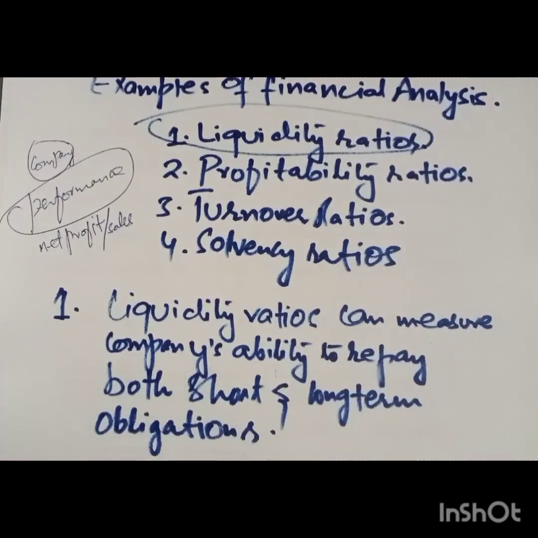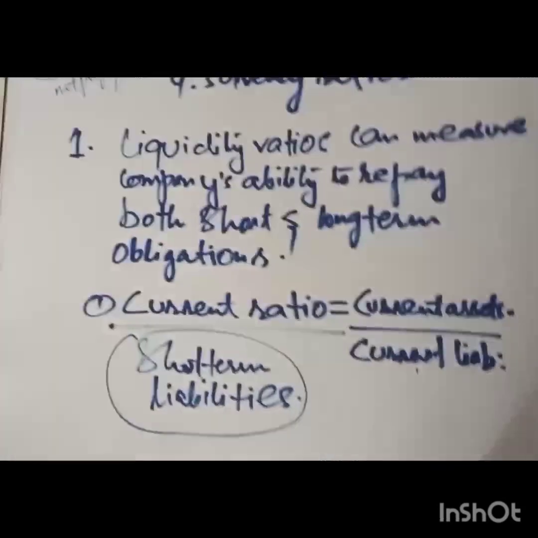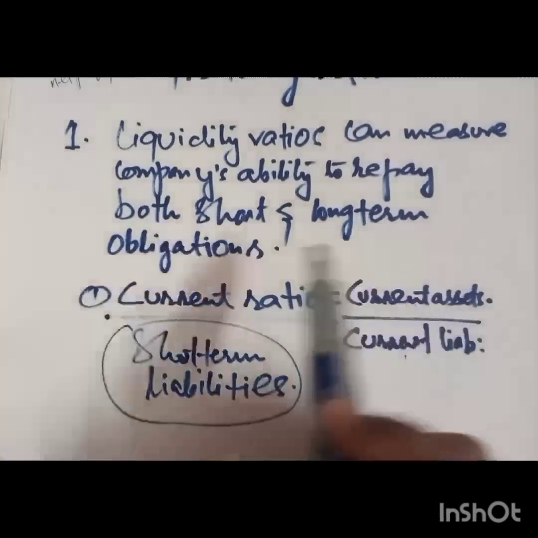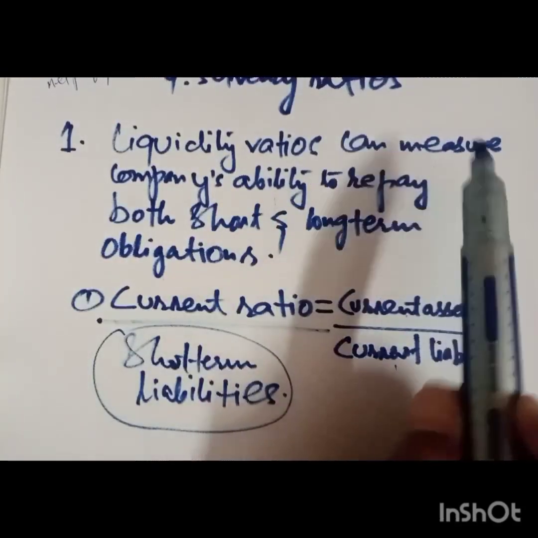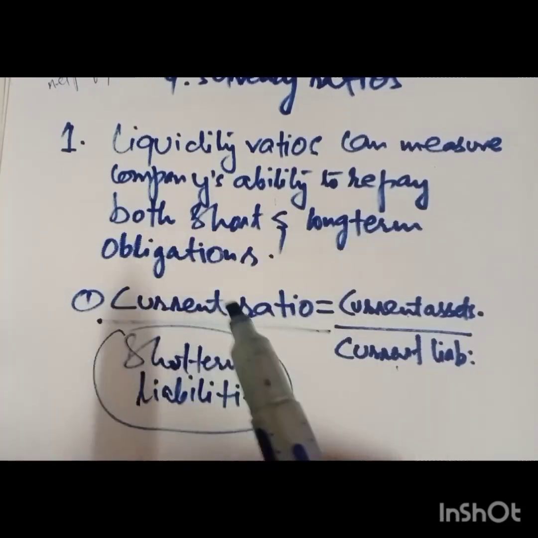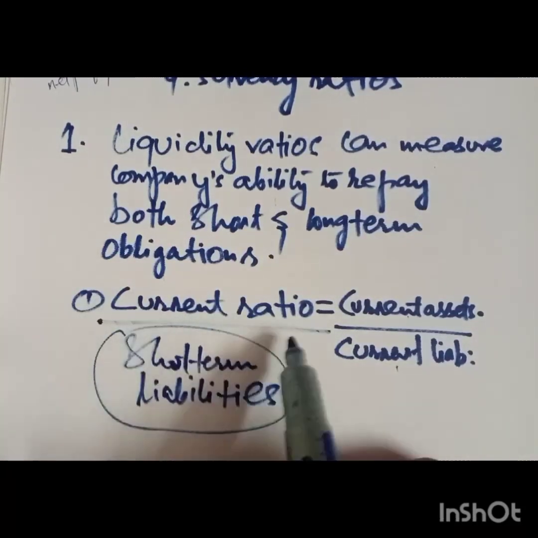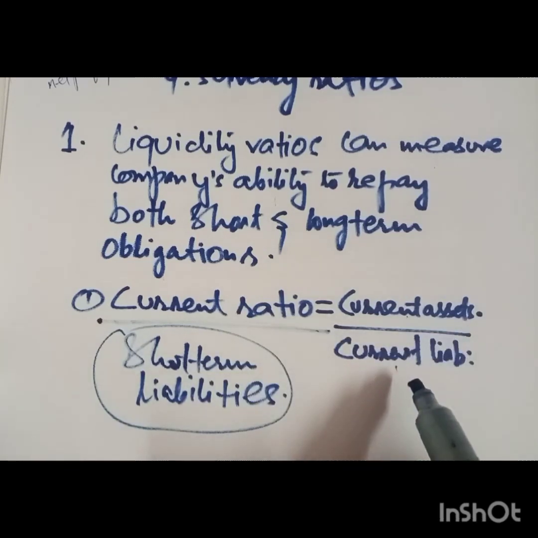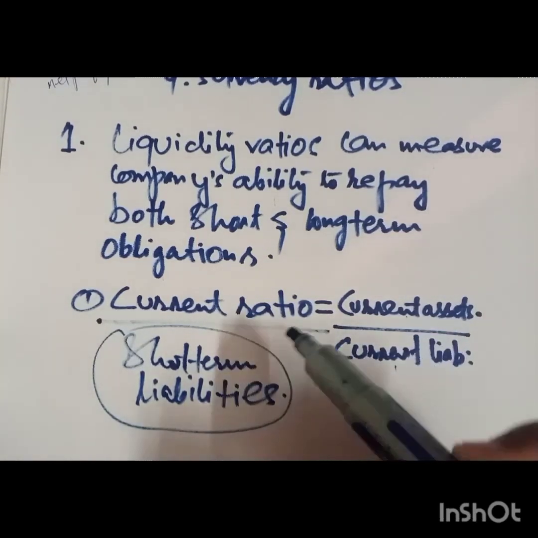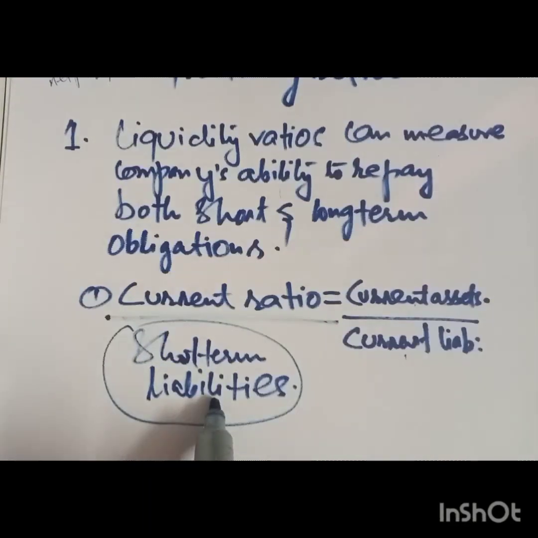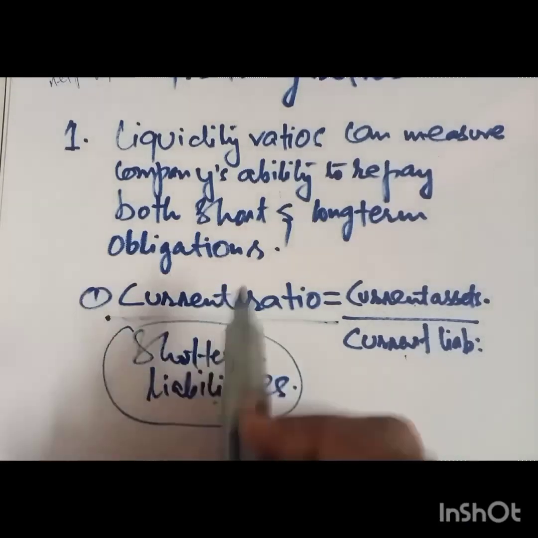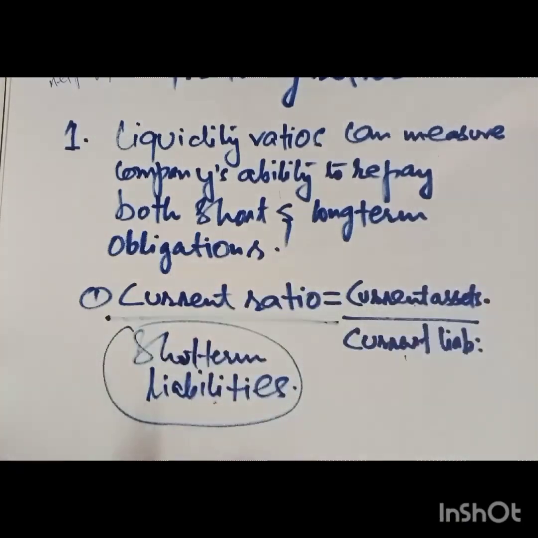So the liquidity ratio can measure company's ability to repay both short and long term obligations. Number one liquidity ratio is current ratio, that is current assets divided by current liabilities. The current ratio measures a company's ability to pay off short term liabilities with current assets. So when we take an example of this, so here we have an example.